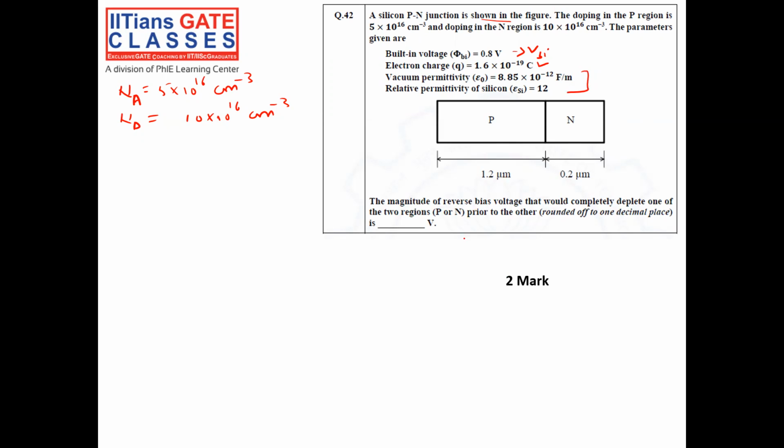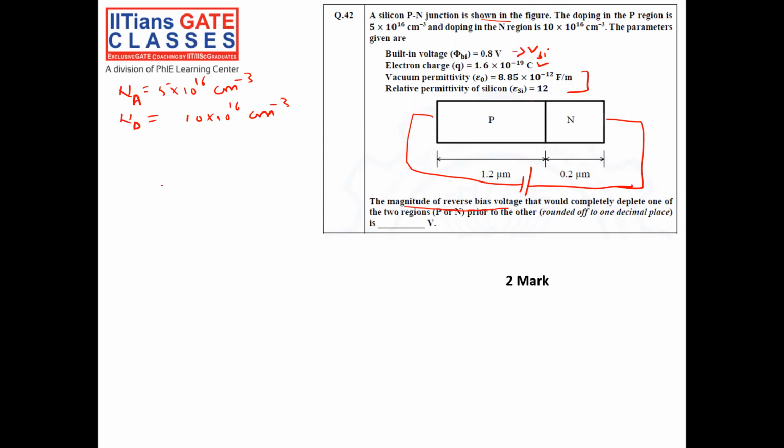Okay, what is it asking? The magnitude of reverse bias voltage that would completely deplete one of the two regions. That means we have to calculate the magnitude of reverse bias that will deplete either the N or the P region, whichever of the two. Okay, see guys, we already know there will be some built-in electric field.